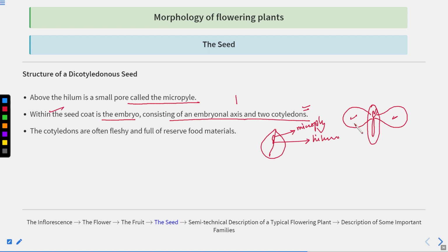When you remove this seed coat, you can see the gram seed, or any other seed of a dicot, like this. The cotyledons are often fleshy and full of reserve food material. So when the seed is germinating, this food material gets solubilized and it becomes available to the developing embryo.